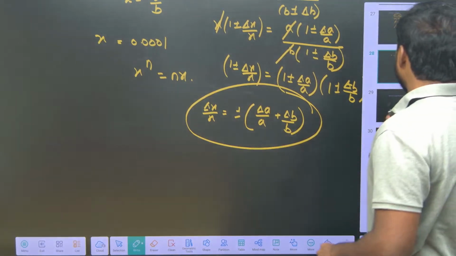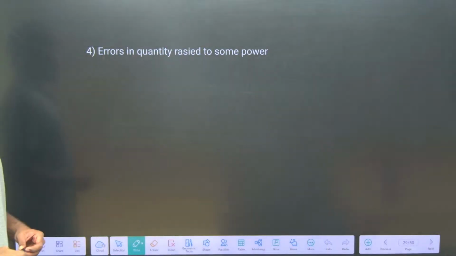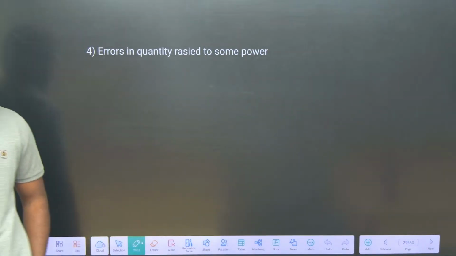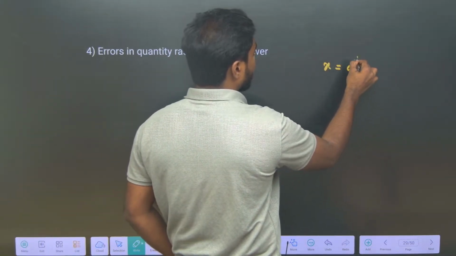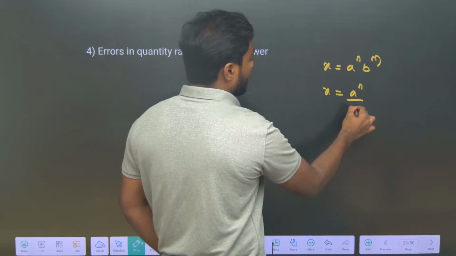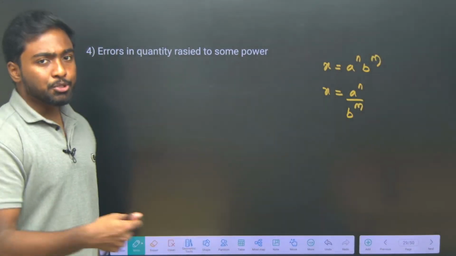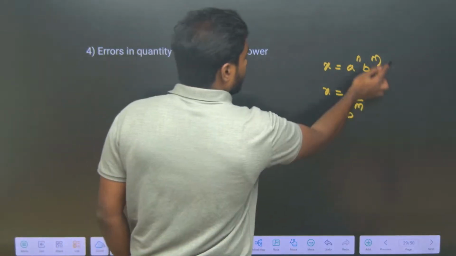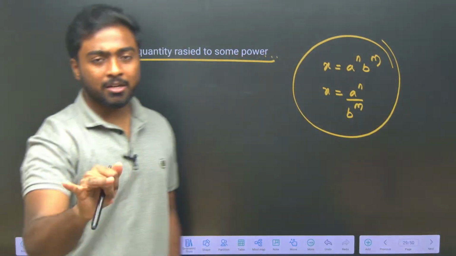Okay, so we'll go for some quantity which is raised to some powers. So in this, the thing we can understand, it can be given as x equals a power n b power m, or else x equals a power n divided by b power m. So what should I do here? Simple, nothing is there. Now if you remember this formula, you can do multiplication and division easily.